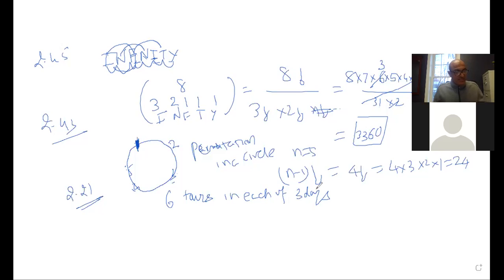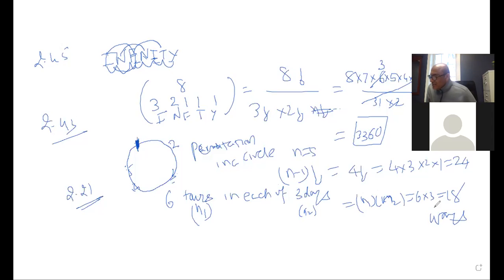Six sightseeing tours each of 3 days. Right, guys? So how can we solve this one? This six sightseeing tour, that is my event one, N1, 3 days, event N2. So that is very natural, N1 times N2. And that is equal to 6 multiplied by 3, and that is equal to 18 different ways.